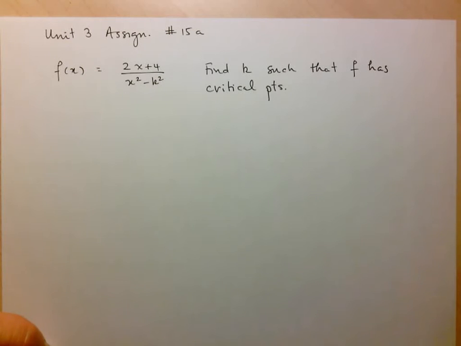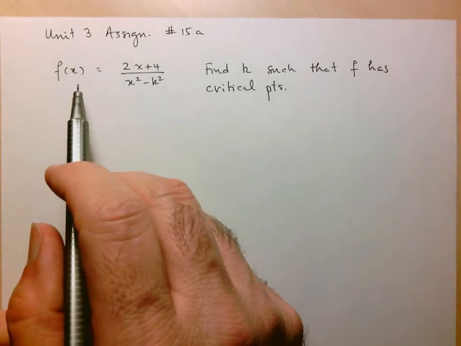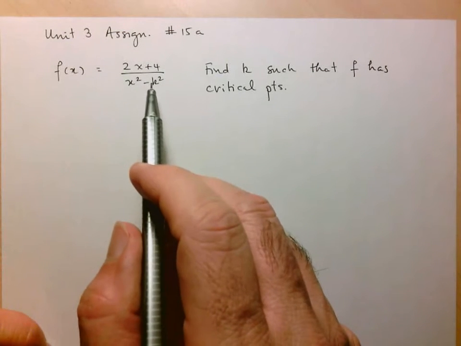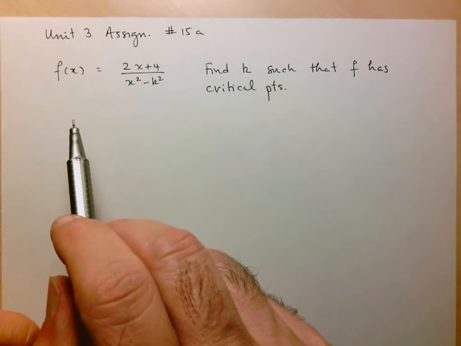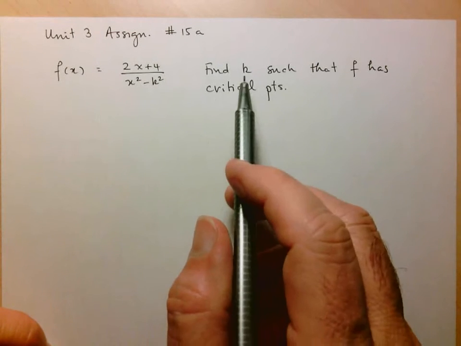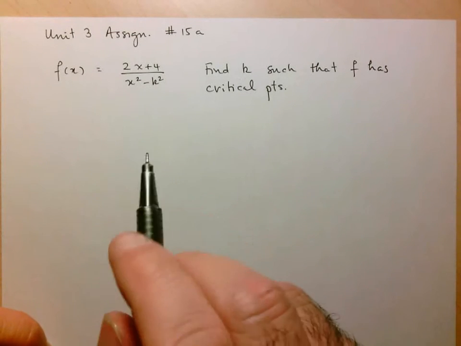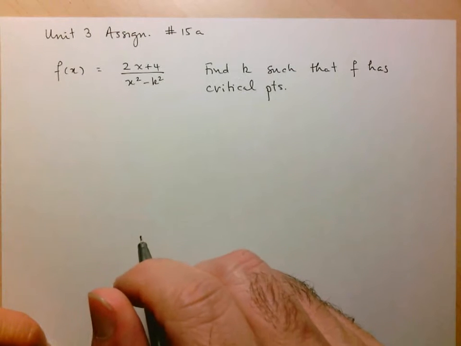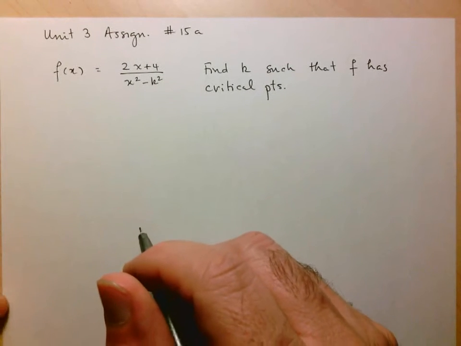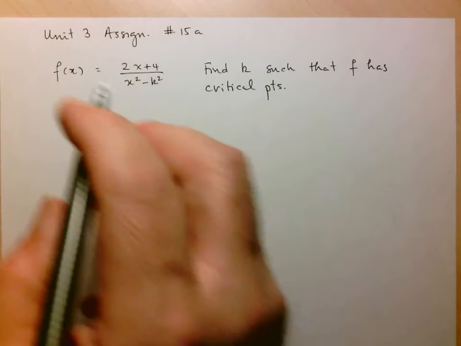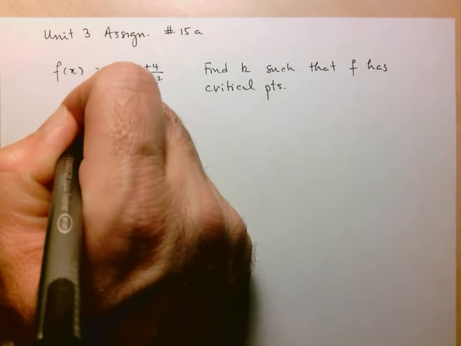Hi folks, we're going to take a look at number 15a from the Unit 3 assignment. They give us this function which has an unknown constant k, and they ask us to find the values of k such that f is going to have critical points. If we're looking for critical points, we know we're going to have to work with the derivative, so let's start by finding the derivative of this function.